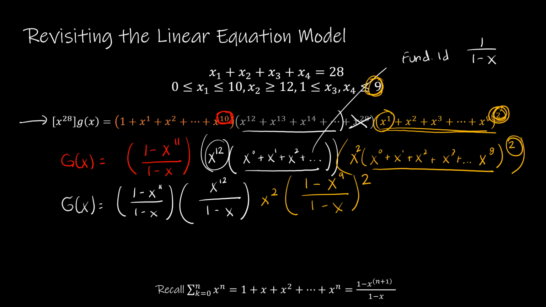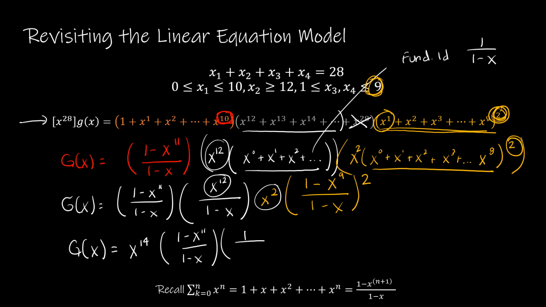So what's my final solution? Well, my final solution is that I actually have x to the 12th, and then I have x squared here. So if you want, you can take that x to the 14th out front, and later on that might be helpful to do. So I'm going to go ahead and do it now. And then I'm left with 1 minus x to the 11th over 1 minus x. That middle term is now 1 over 1 minus x, and the final term is 1 minus x to the 9th over 1 minus x, quantity squared. And that's where we're going to stop.